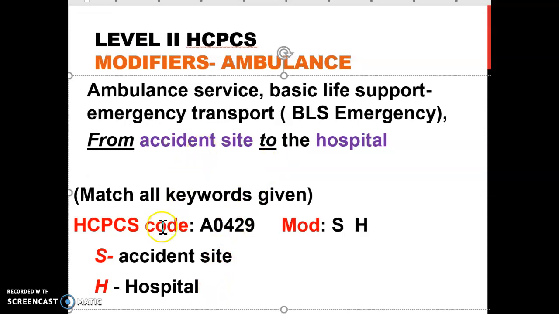So from the accident site, it will be S, and to the hospital will be H. And for the code, you have to follow the exact description word by word. It's an ambulance service, basic life support, emergency transport, BLS emergency service. These are the exact wordings you have to use, exact keywords, to find the correct code.